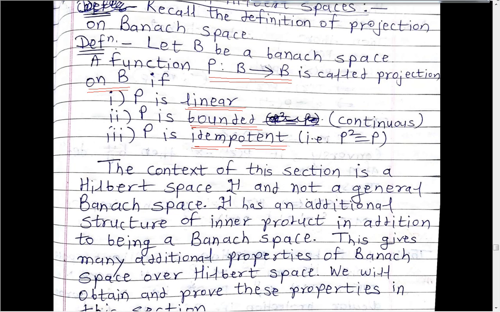The context of this section is a Hilbert space H and not a Banach space. Recall that every Hilbert space is a Banach space, but the converse is not true, that is, every Banach space is not a Hilbert space. Hence, H has an additional structure of inner product. This gives many additional properties of projection over Hilbert spaces compared to Banach spaces. We will obtain and prove these properties in this topic.